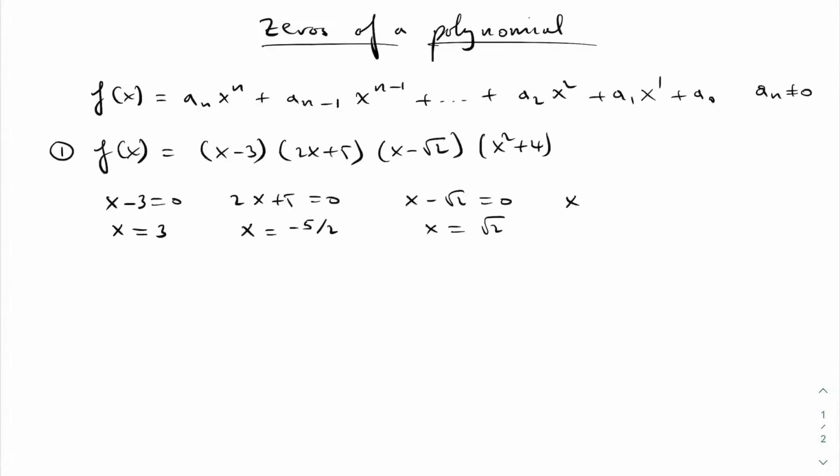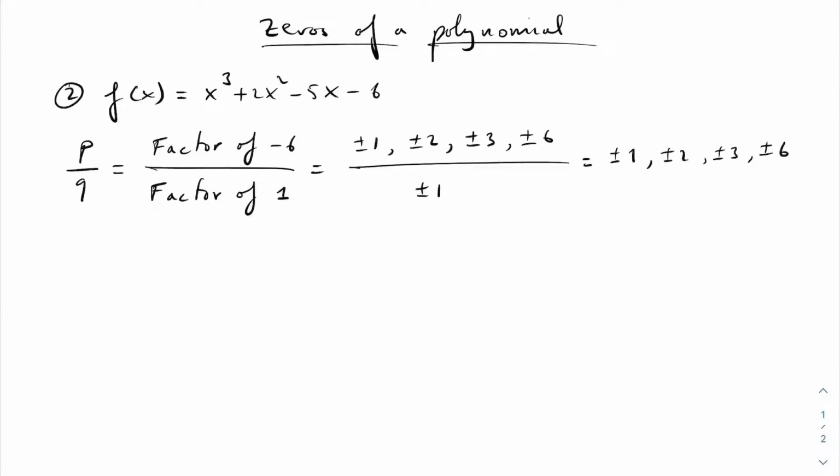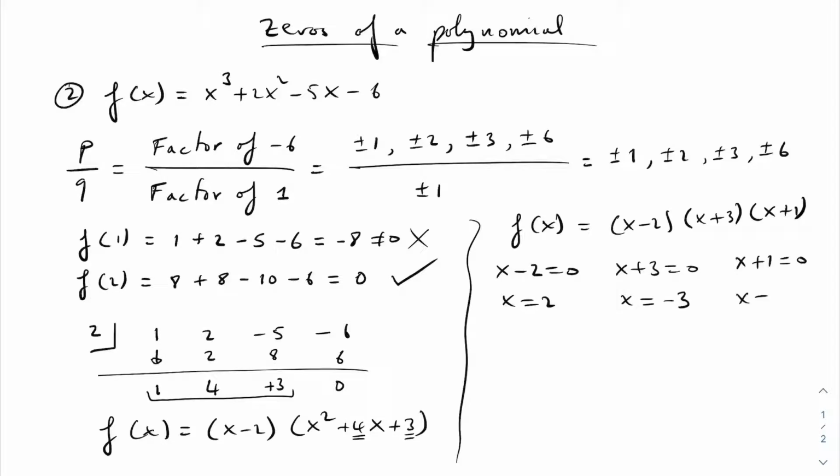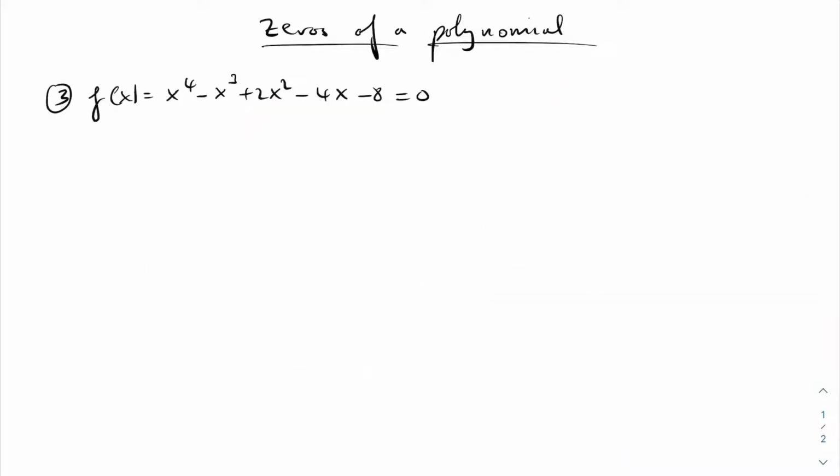Hey guys, in this video I want to show you how to find the x-intercept, also known as the zeros of a polynomial, using the rational zero theorem.